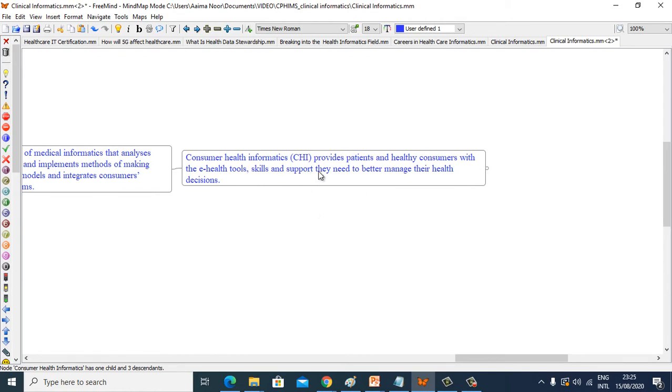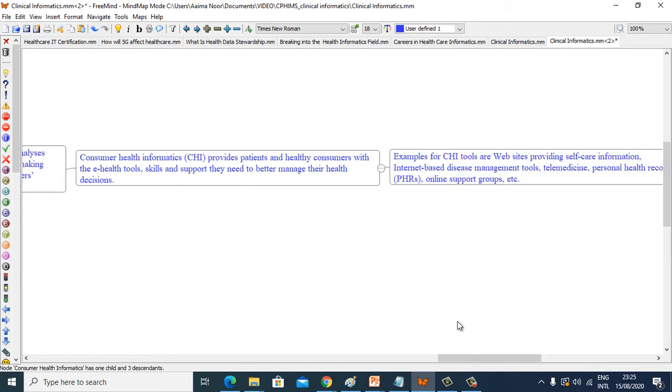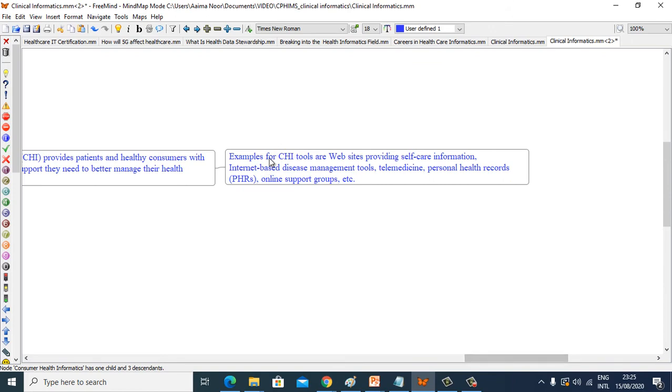Consumer health informatics (CHI) provides patients and healthy consumers with the e-health tools, skills and support they need to better manage their health decisions. Examples of CHI tools are websites providing self-care information, internet-based disease management tools, telemedicine, personal health records (PHR), online support groups, etc.